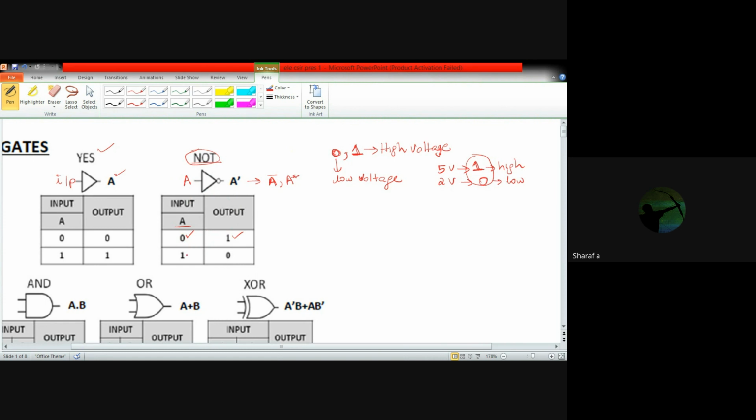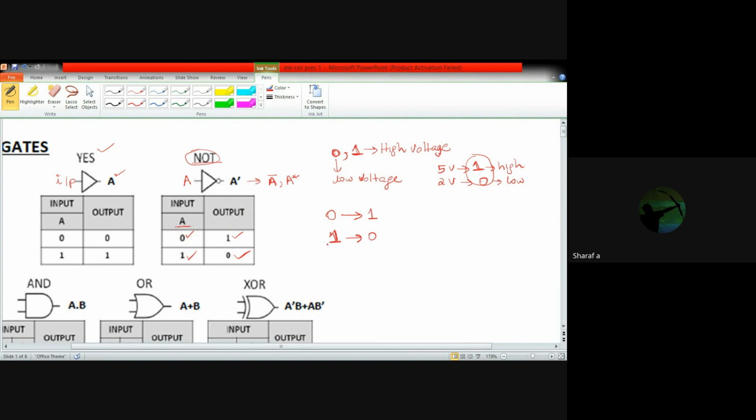And if you are giving 1 as input, then the output will be the complement of that, it is 0. Okay, so if you have given 0, then the complement of that is 1, which means if you have given low input to the NOT gate, it will give you high output. If you have given high input at the NOT gate, then it will give you low output. Okay, that is the meaning.